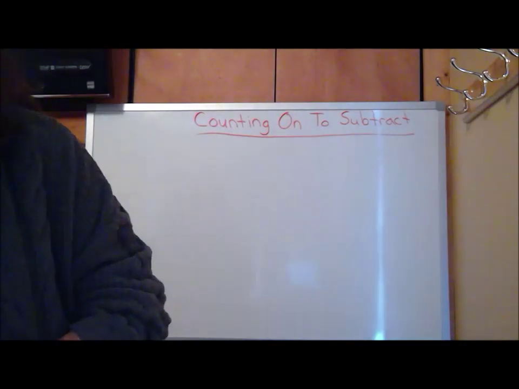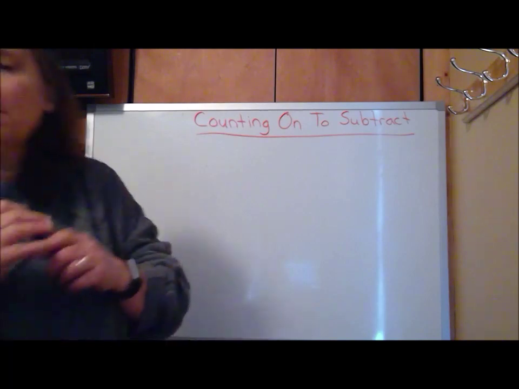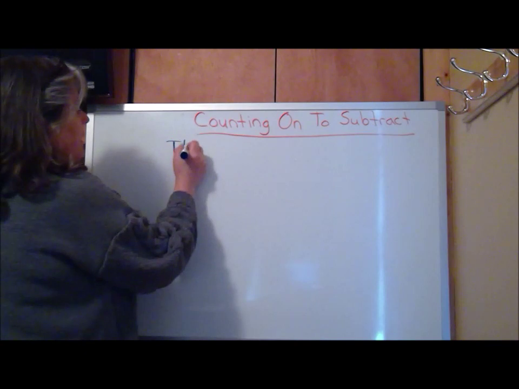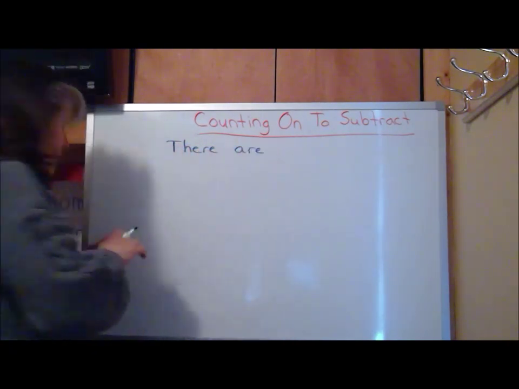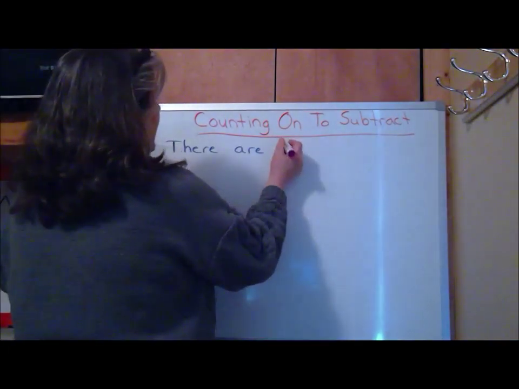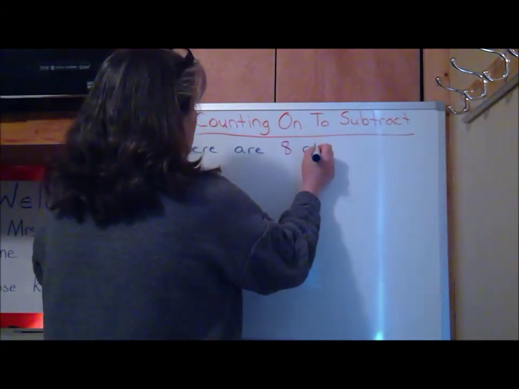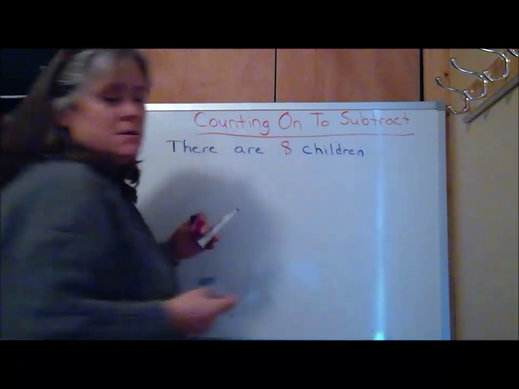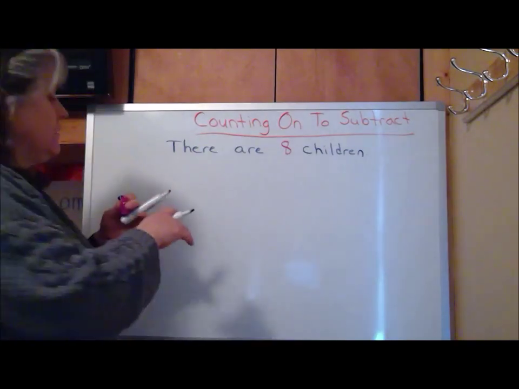All right, so this one says there are 8 children. I like to make my numbers a different color so you can see them. 8 children. I like it when it's children because I can just draw heads. So there are 8 children, 5 are boys, and the rest are girls.